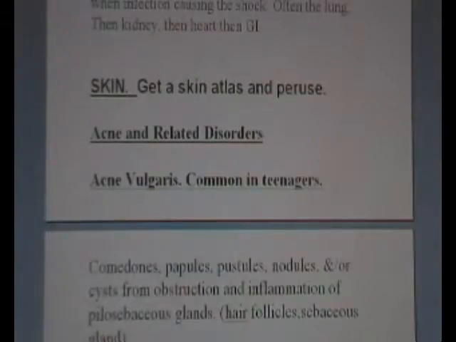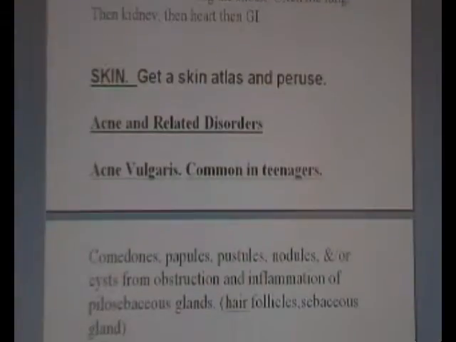Now take, for example, this first condition that we're talking about. We're talking about acne, teenagers, acne vulgaris. I'm going to go through these talks. I'm not going to go slavishly through every word. You can read it from the video, from the screen. I'm just going to go over and highlight it. It's going to be several videos.